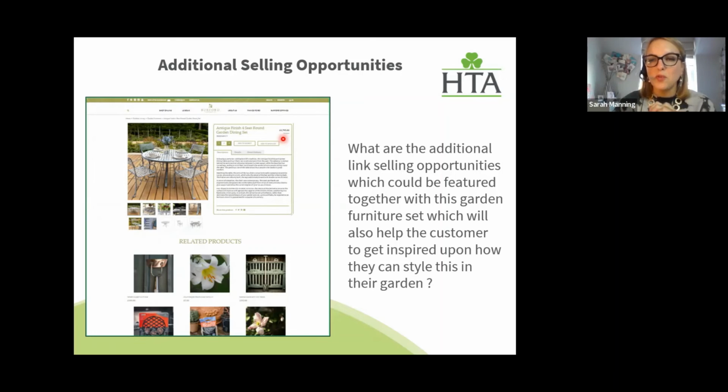So I'm just going to pause there, but if you could write down perhaps 3 products that you would prioritize in that area, on that page, to really help the customer understand how they can use that as a package. I'm just going to pause for a minute, and then I'll talk you through the suggestions that I have.